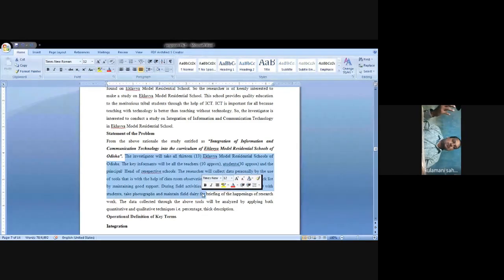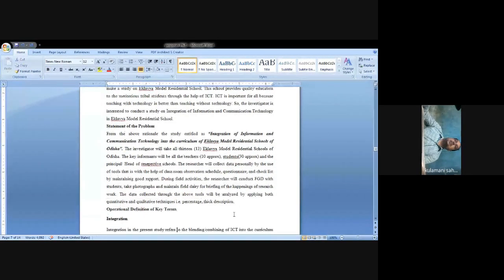and where I am going to do my research work is to be mentioned. All these are mentioned in the statement of the problem. After the statement, there is your operational definition of key terms.